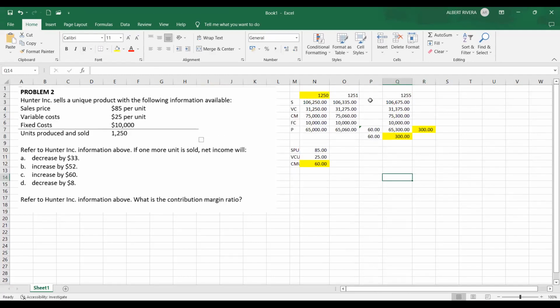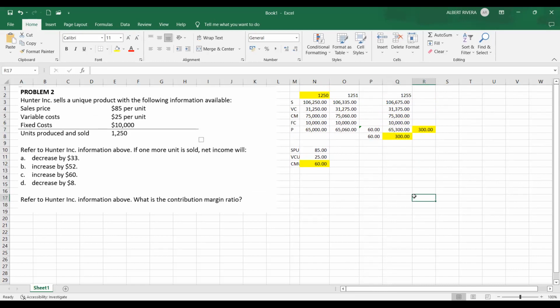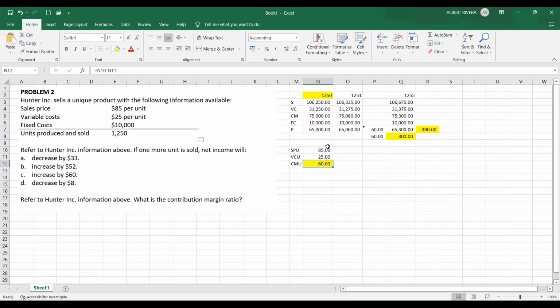So again, you do not have to resort to this computation, but just use the concept as far as the change in net income is concerned. The change in net income then will be the CM per unit times the change in the volume of sales. Okay? So the answer here is letter C. So refer to the above information. What is the contribution margin ratio? So the contribution margin ratio is your CM over your sales, or the CM per unit over the sales per unit. So this is 60 divided by 85. So this is now 70.59%. That is your CM ratio.